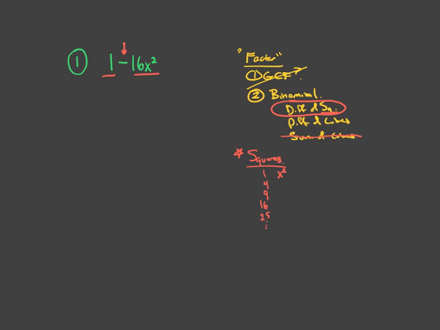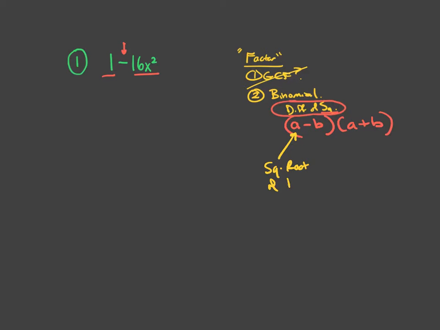And the formula for difference of squares, I'll erase part of this. The formula for difference of squares is a minus b and then a plus b. And a is the square root of the first term. So the square root of 1. And then b, of course, is the square root of the second term. So the square root of the 16x squared.